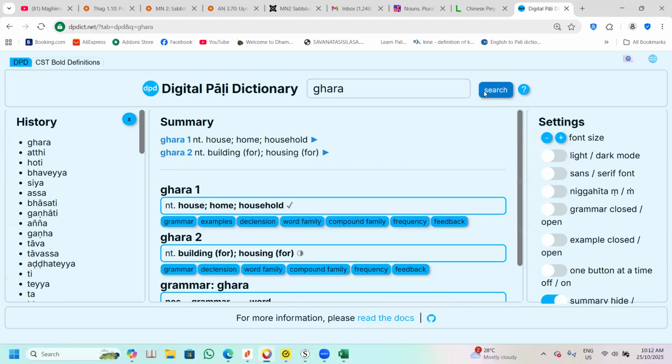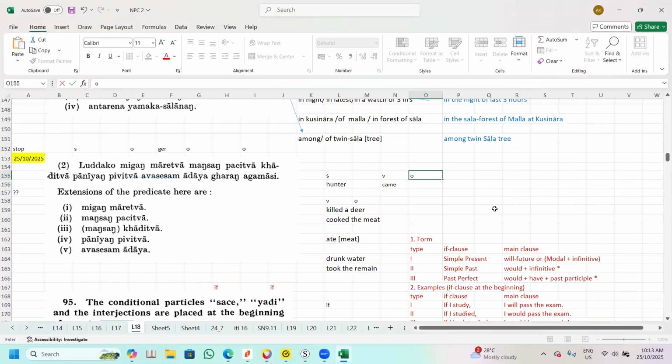So you know these are the possible cases. That means house, home, or householder, and in this case you take one of them. This is the last action of the sentence: the hunter came home. So this should be the last.